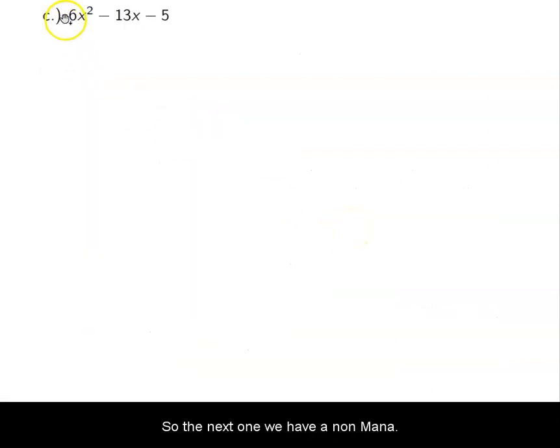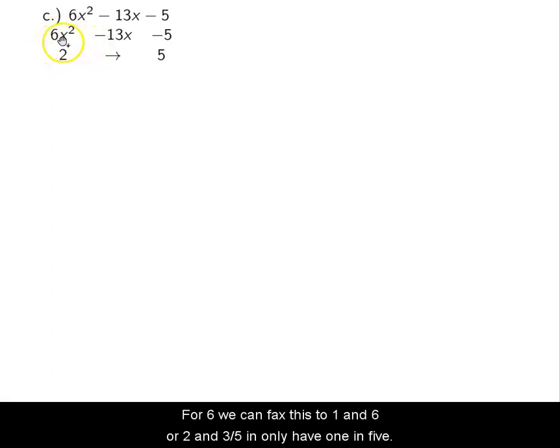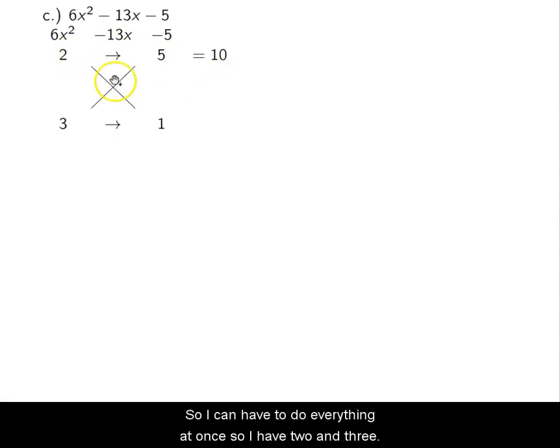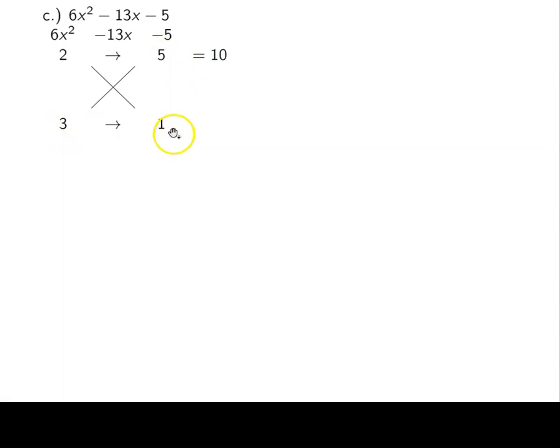So for the next one, we have a non-monic trinomial. We're going to use Professor Choi's method. Basically what we do is factor the 6 and factor the 5. For 6, we can factor this to 1 and 6, or 2 and 3. For 5, we only have 1 and 5. So I kind of have to show everything at once. I have 2 and 3, and I have 5 and 1.